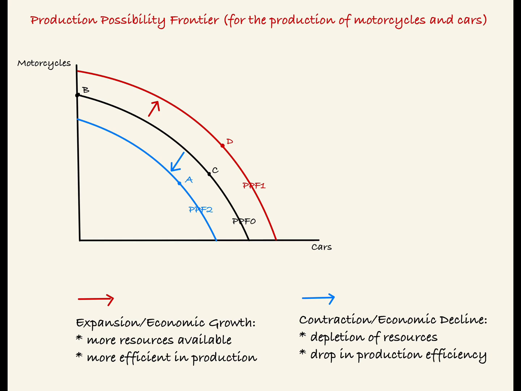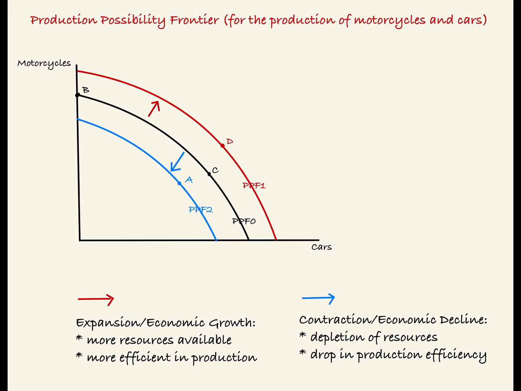Let's look at the first shift, represented by the red arrow. In this case, the Production Possibility Frontier shifts outward. This represents expansion or economic growth. This means there could be more resources available, or we could have become more efficient in production.